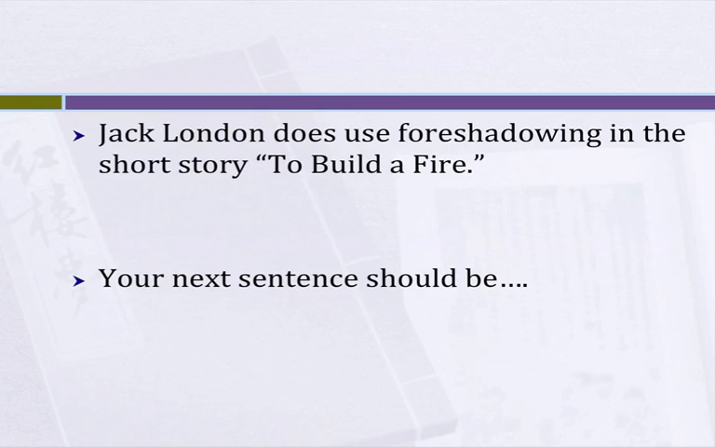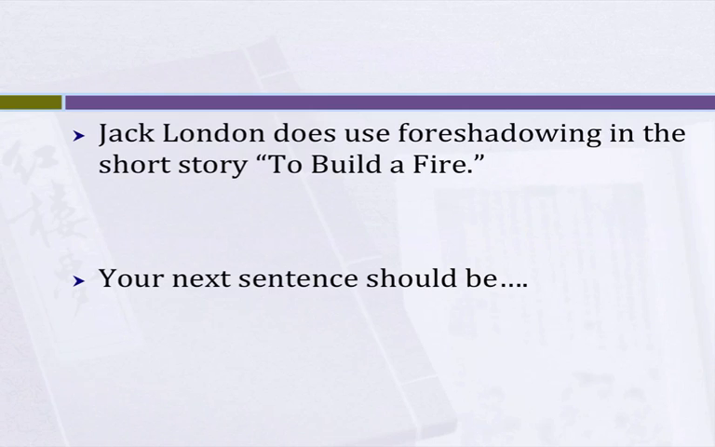Here's another example. Jack London does use foreshadowing in the short story To Build a Fire. That's someone's claim. The next sentence should probably define foreshadowing. Foreshadowing is when the author gives hints, clues, and so on, about a future event, something like that. From that definition, we can go ahead and say, here's an example of exactly what we just mentioned. Here's where he hints at future events on page 15. Go back to the definition, hinting at future events.